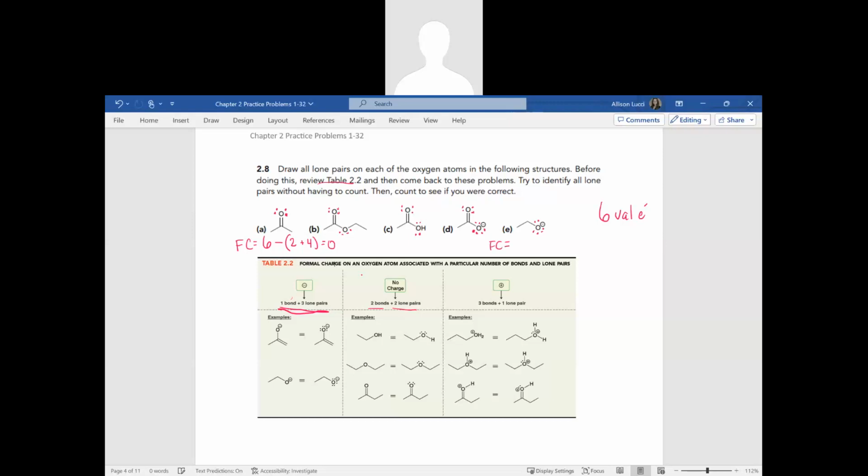We'll do the same equation, so we'll do 6 for valence electrons minus the number of lines, 1, so half of the bonding electrons in that 1 bond, plus all the lone pair electrons, so all the dots, so 1 plus 6 gives us 6 minus 7, so we end up with that -1 formal charge.